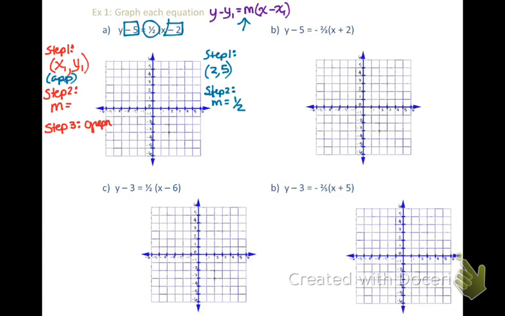Now step 3, we're going to graph. You are going to start with the point. So I'm going to find 2, 5 on my graph and put a point there. That's the first part of it.